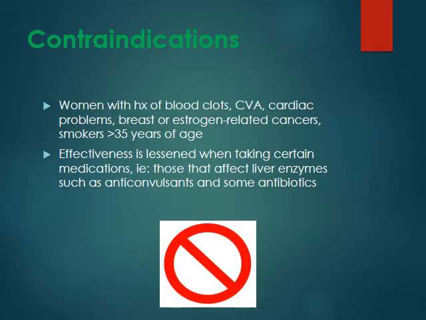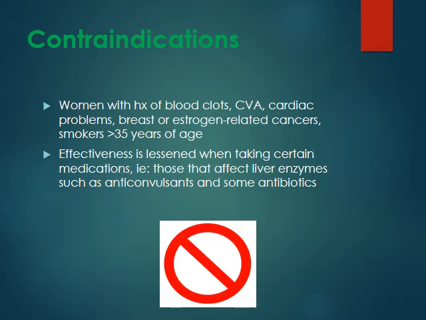Contraindications of using the combined birth control pill are women with a history of blood clots. It does increase the clotting factors. If they've had a CVA, strokes, cardiac problems, breast or estrogen-related cancers, those are contraindications, because the estrogen in the pill can cause an increase in the estrogen-related cancer. And women who are over 35 years of age and smoke. It's very vital that they get off a hormone method if they're a smoker after the age of 35, because their risk of blood clots and strokes really starts to climb.